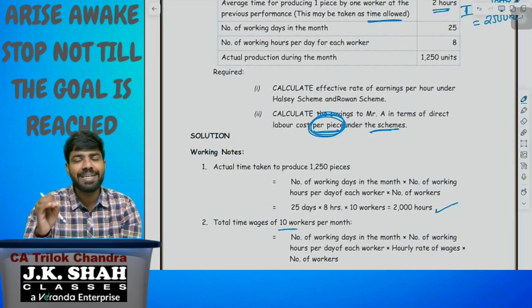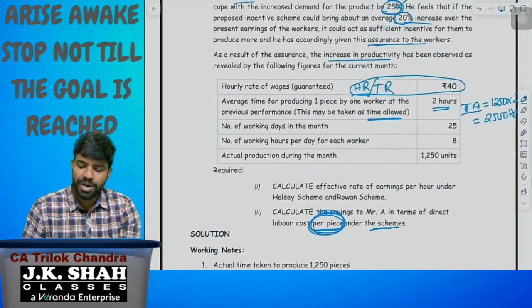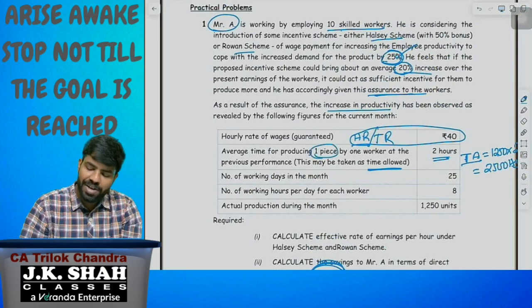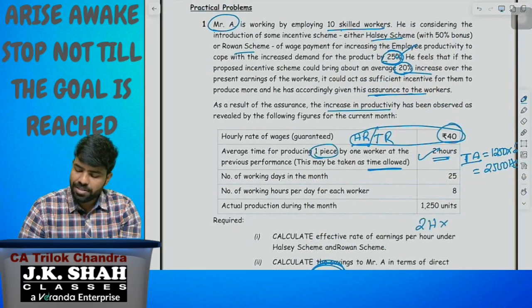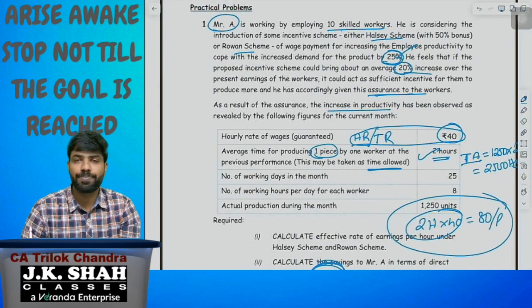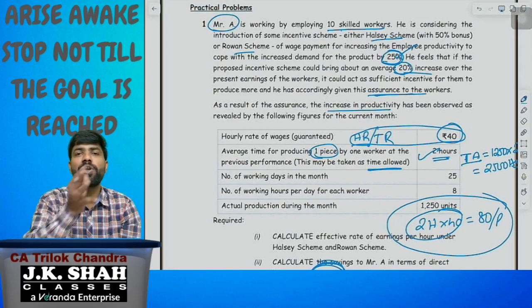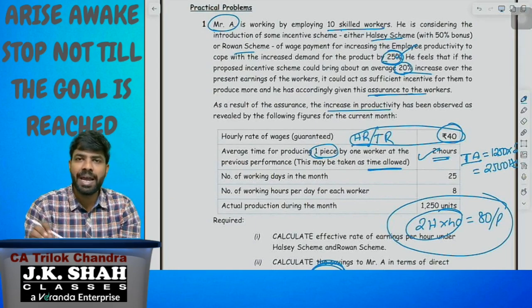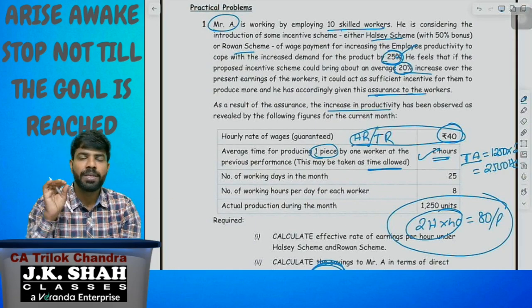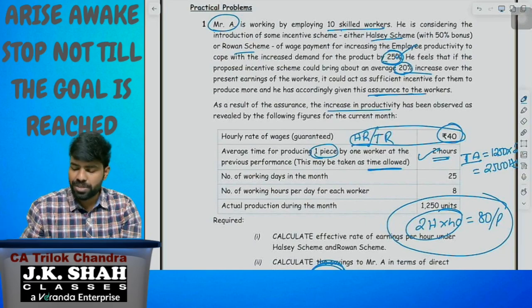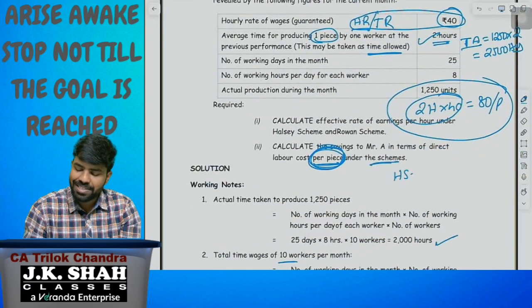What is the present piece rate? Look here. Each piece requires 2 hours. Hourly rate is 40 rupees. 2 hours into 40 rupees equals 80 rupees per piece. This is the present rate, that is, before implementing the incentive schemes. After implementing incentive schemes, let me discuss Halsey scheme.